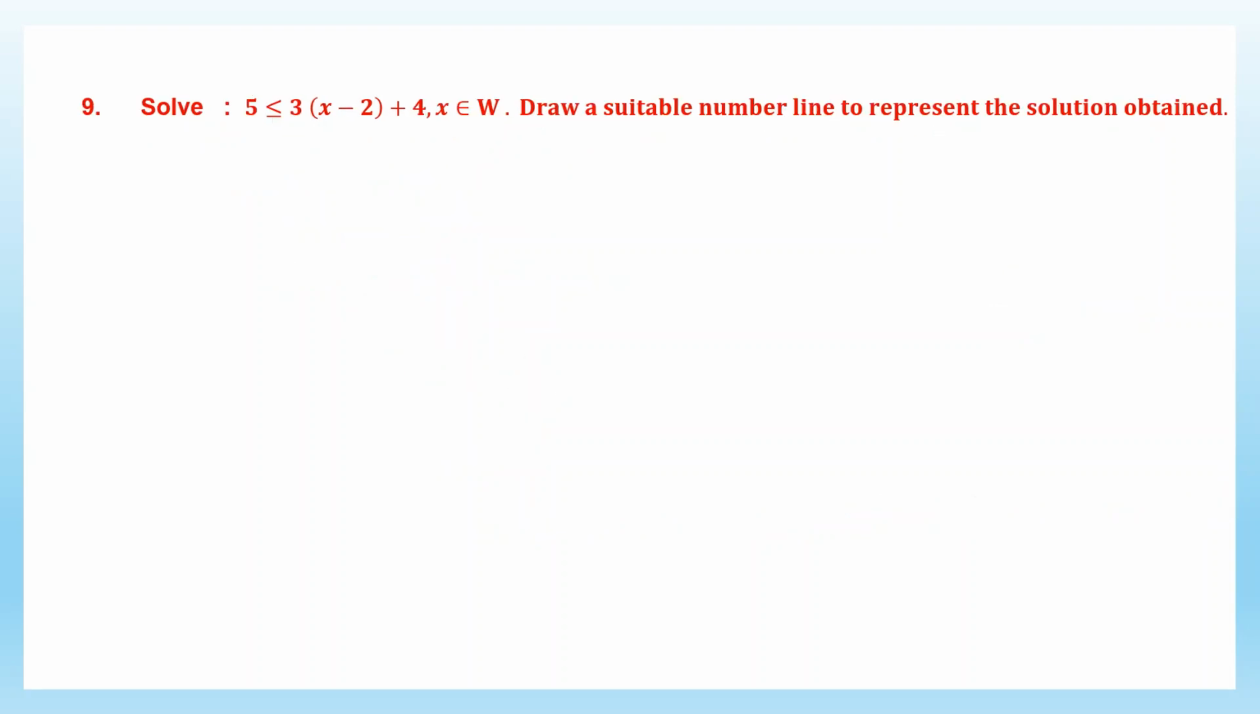Question 9, solve. 5 is less than or equal to 3 into x minus 2 plus 4. And x belongs to whole numbers. W stands for whole numbers.